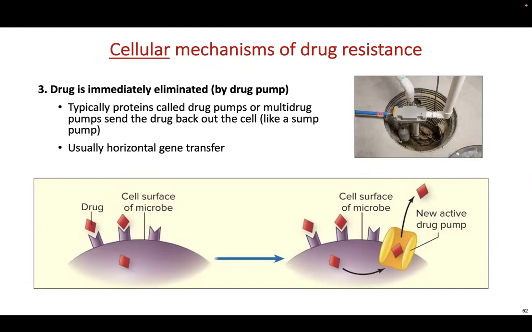And then there's a different mechanism, which is that the drug is immediately eliminated by drug pumps. Normally the drug binds to the receptor, goes into the microbe, and then attacks the bacteria. But with the new proteins or new mutations they get, they can activate or acquire new drug pumps. Once the drug enters, it pumps it out. It enters, it pumps it out, and then it never gets to attack the bacteria. And this mechanism is also acquired through horizontal gene transfer.